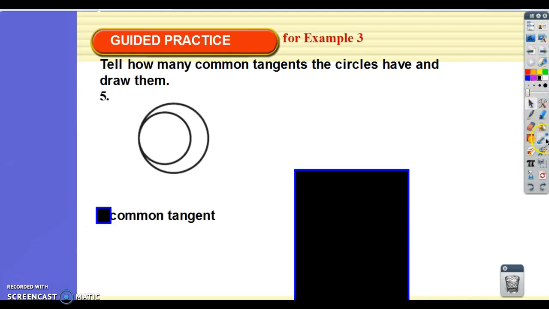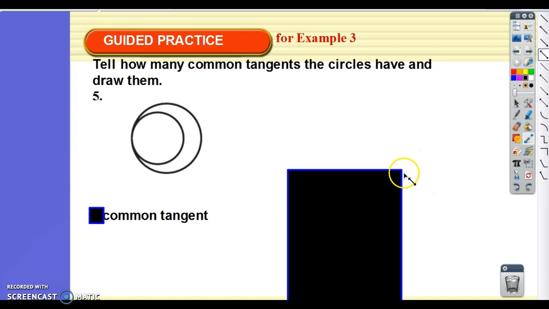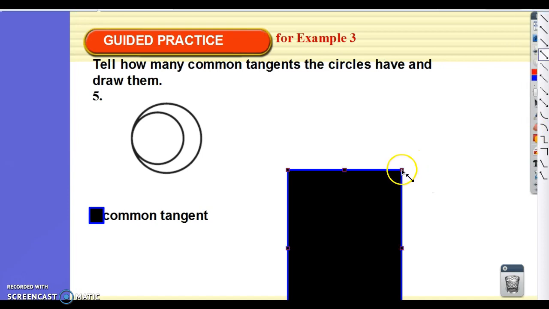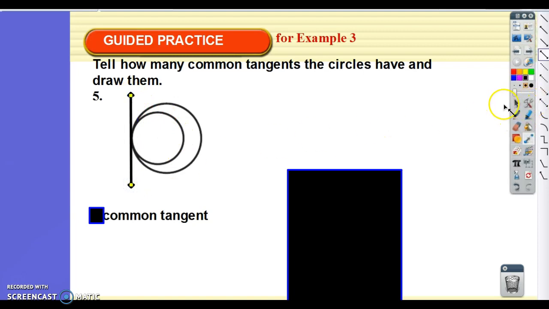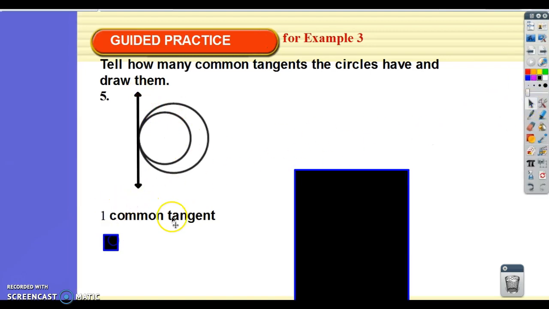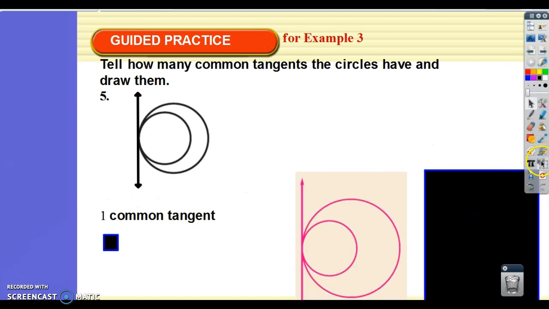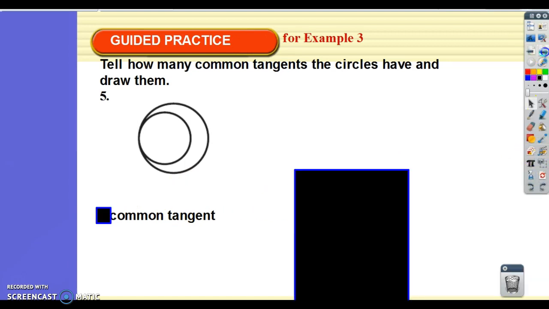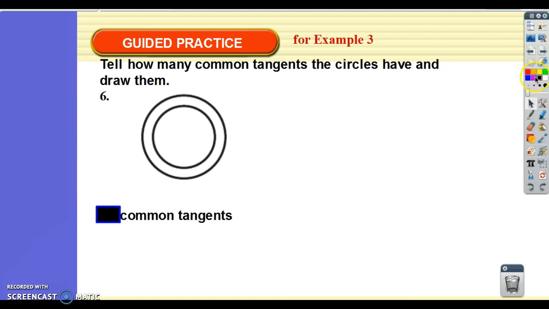On this one, think about this one. You should only have one common tangent. Are there any common tangents here? Right, there are no common tangents.